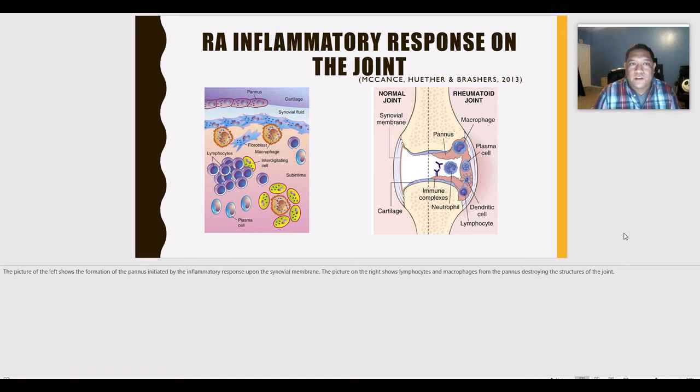So here we have a couple illustrations of what RA does to the joint. The picture on the left, you see the collection of all the white blood cells, the lymphocytes, the macrophages, the fibroblasts, all collecting in the synovial fluid and forming that pannus around the cartilage. When you look to the picture to the right, you can see that large pannus all formed on the joint, up against the bone, onto the cartilage, literally just inflaming the whole area, causing it to be destroyed and eventually immobile.